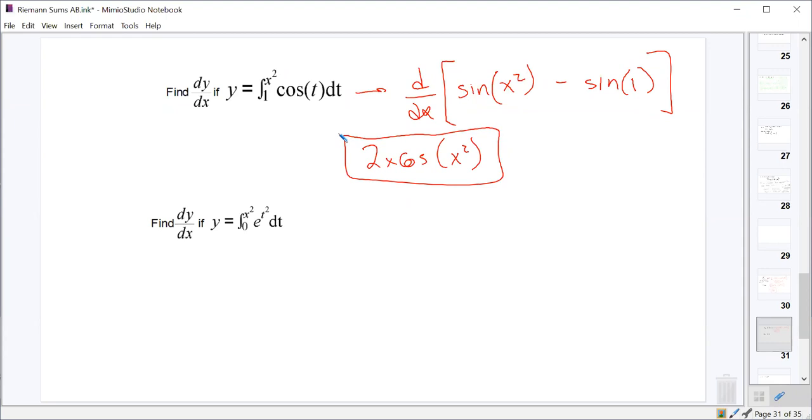And they love to ask questions on the AP test like this. There'll be probably one, maybe two questions where you have to use the chain rule within the fundamental theorem of calculus. And then the sine 1 is just a constant, and so its derivative is 0. Everybody good there?